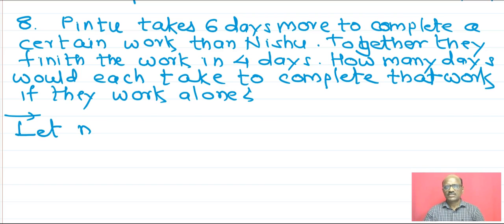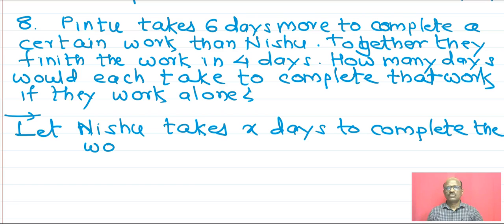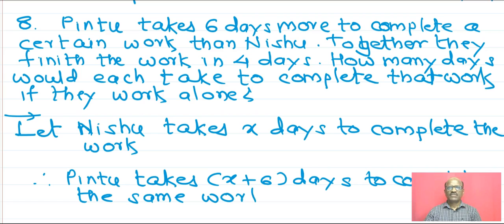If Nishu requires x days to complete the work, Pintu takes x plus 6 days to complete the same work.